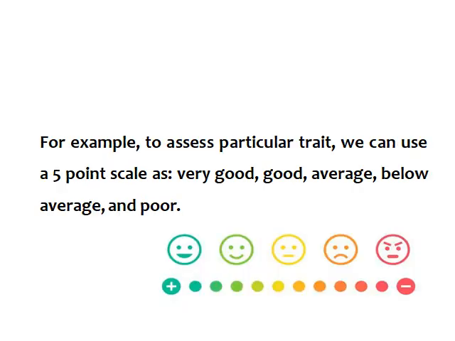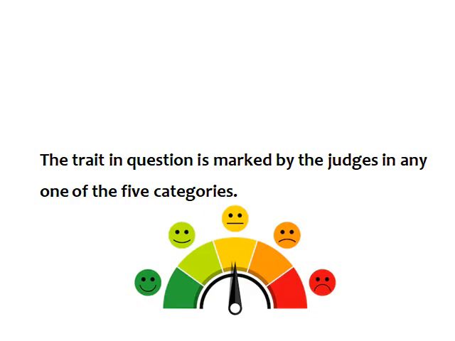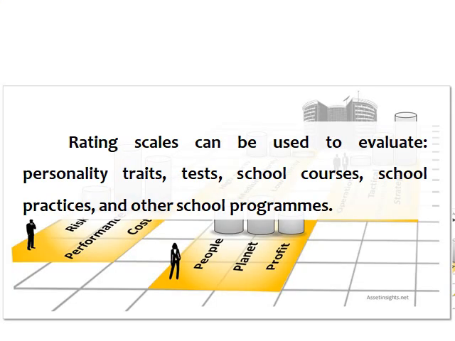For example, to assess a particular trait, we can use a 5-point scale as very good, good, average, below average, and poor. The trait in question is marked by the judges in any one of the 5 categories. Rating scales can be used to evaluate personality traits, tests, school courses, school practices, and other school programs.